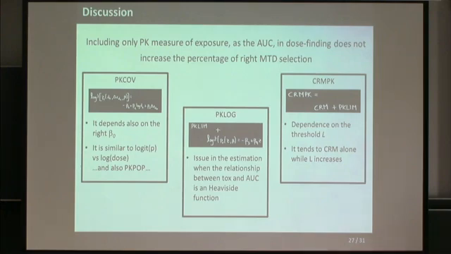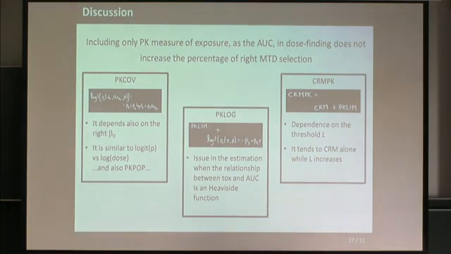And PK log could be a very good model, but not when the relationship between toxicity and AUC is an Heaviside function. So as we put a threshold, we have a Heaviside function, and here we don't have a Heaviside but a logit function. So it's difficult to approximate a logit function with a Heaviside if you don't know it. And the serum PK depends on the threshold L.